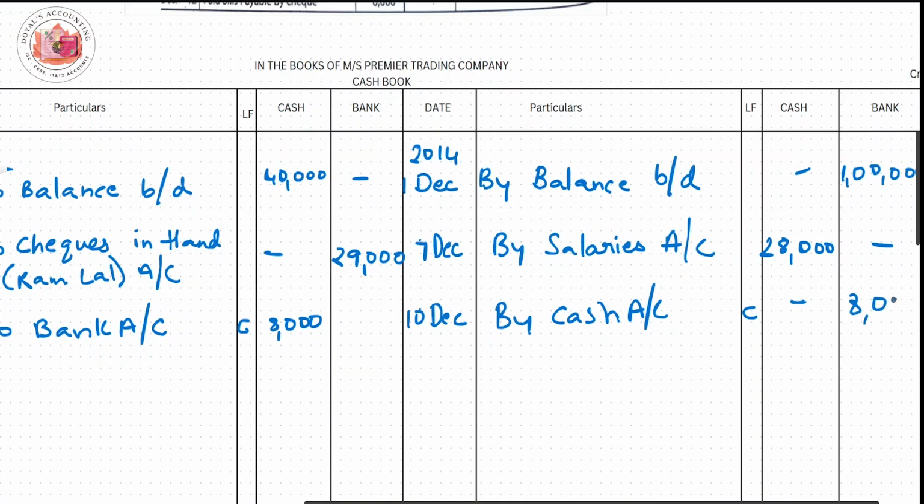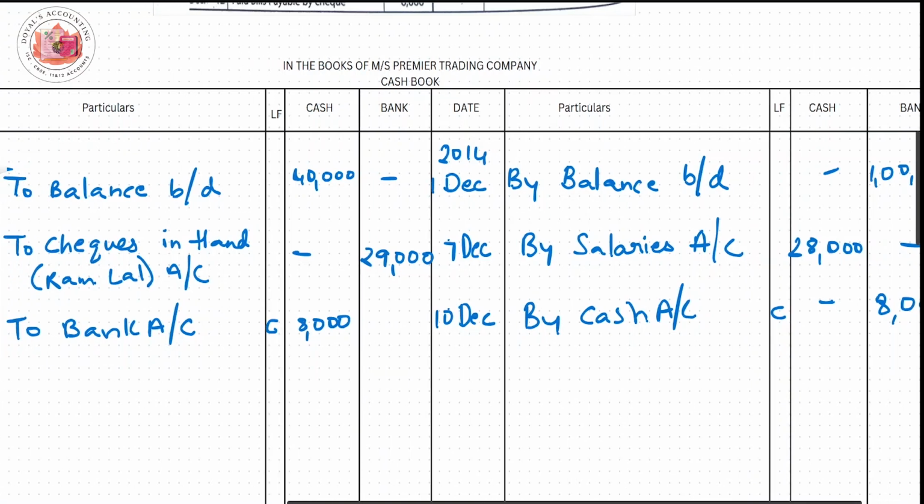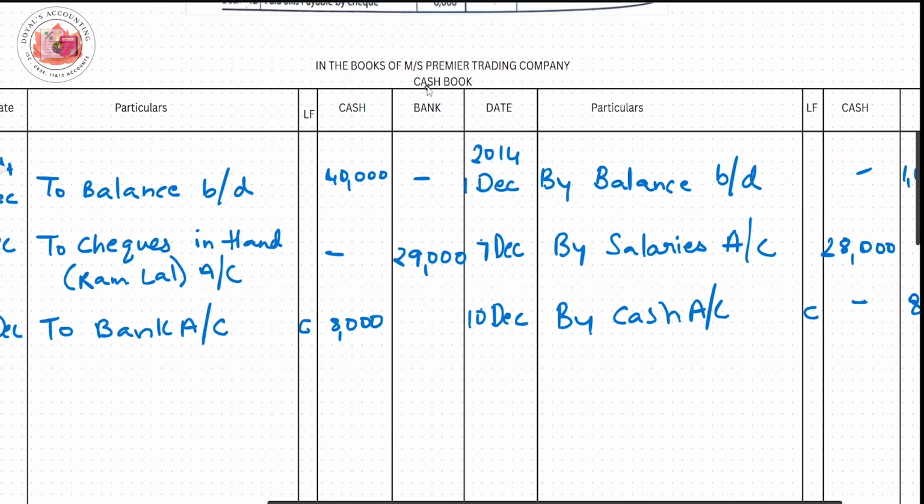Because I am assuming this is my bank book, I'm writing the transaction from the point of view of the bank. It is simple. You just assume first this is the cash book. And how will you record the entry in the cash ledger, cash account debit to bank account? So it will come on the bank. It will come on the debit side.